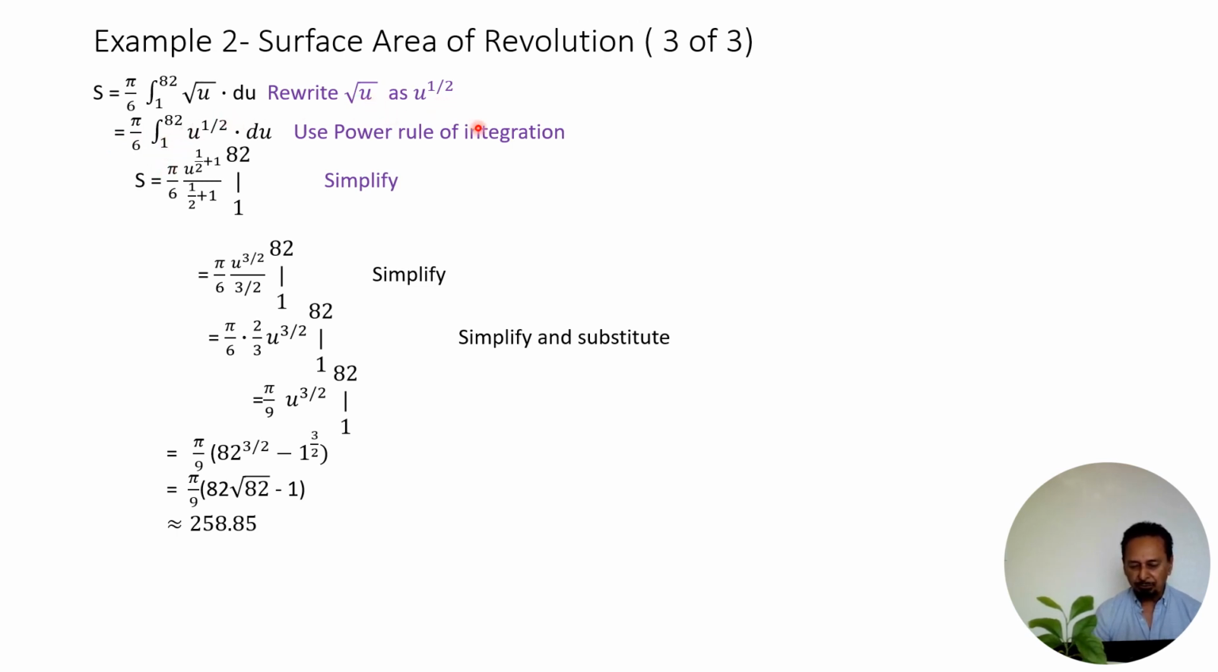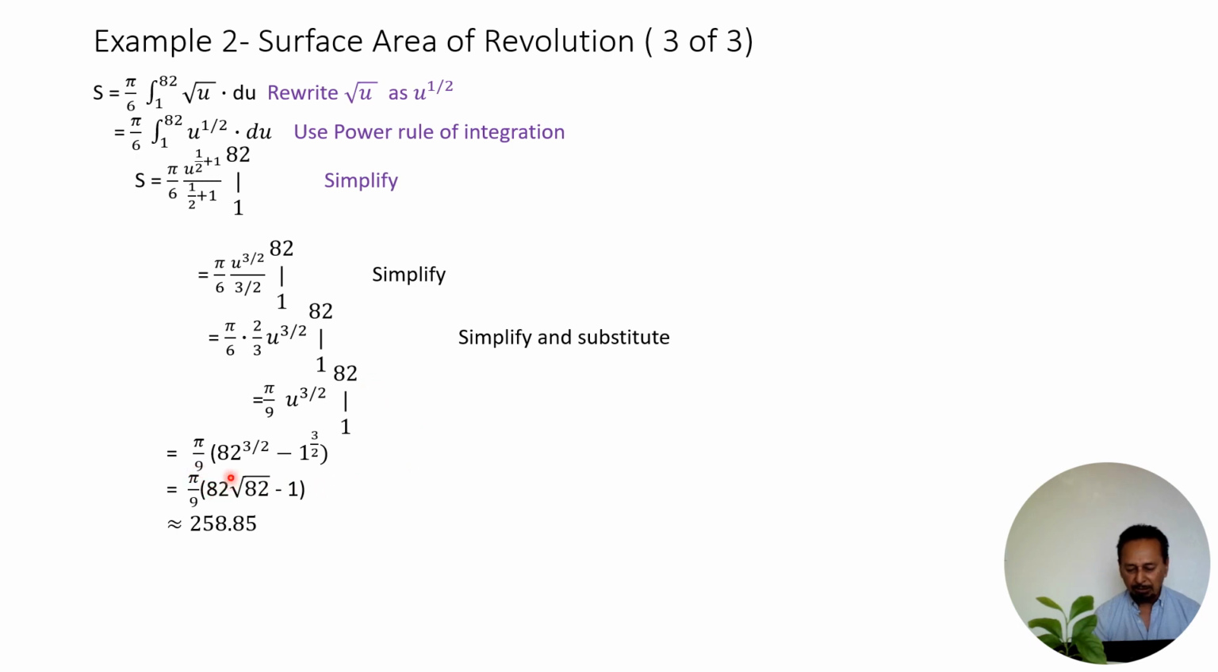Again, we can rewrite the square root of u as u to the 1/2. So it becomes pi over 6 integral from 1 to 82 of u to the 1/2. Using the power rule of integration, you will have pi over 6 times u to the 1/2 plus 1 over 1/2 plus 1. 1/2 plus 1 is 3/2, so you have pi over 6 u to the 3/2 over 3/2. Now division by 3/2 means multiply by the reciprocal of 3/2, which is 2/3. We can simplify also: 2 divided into 6 is 3, 3 times 3 is 9, so it becomes pi over 9 u to the 3/2. Now we substitute 82 first.